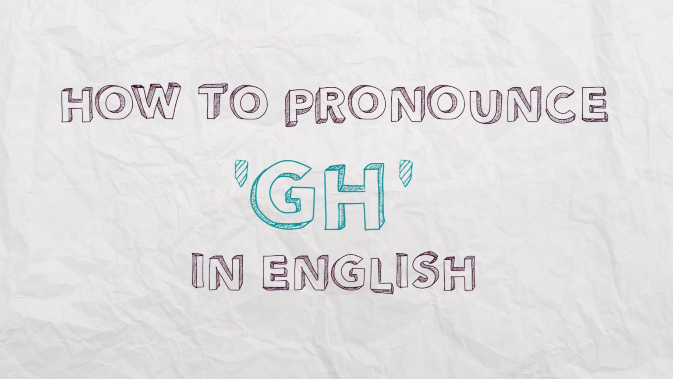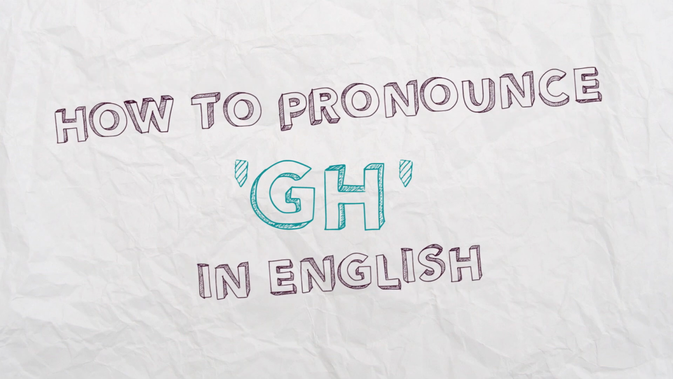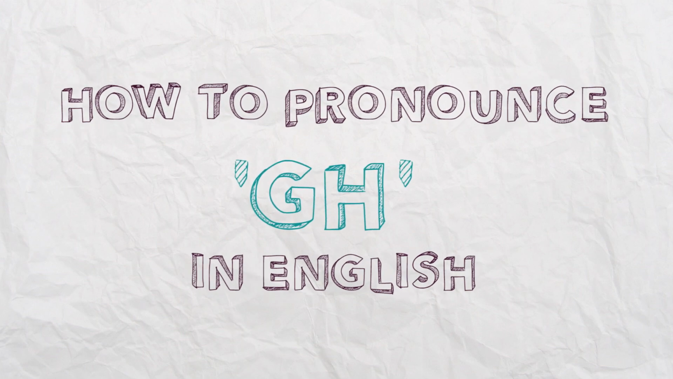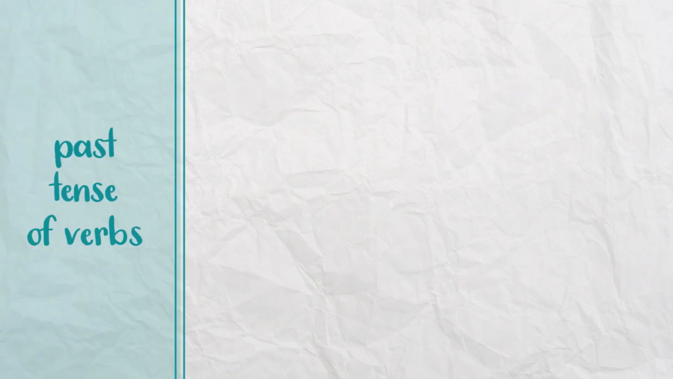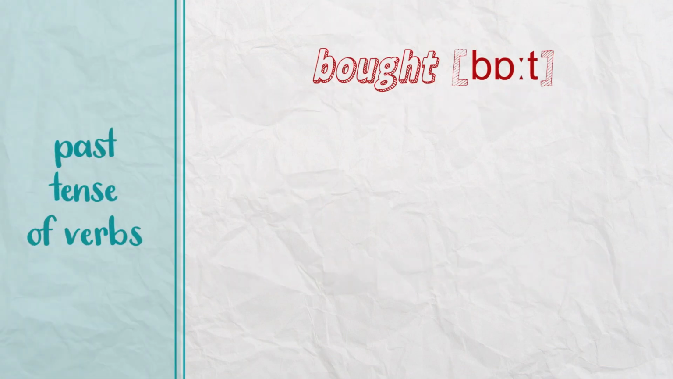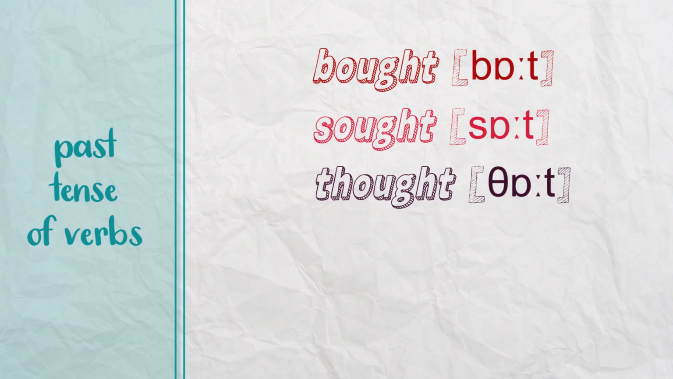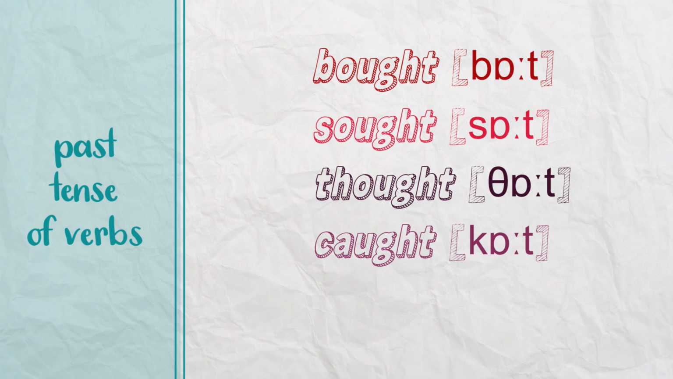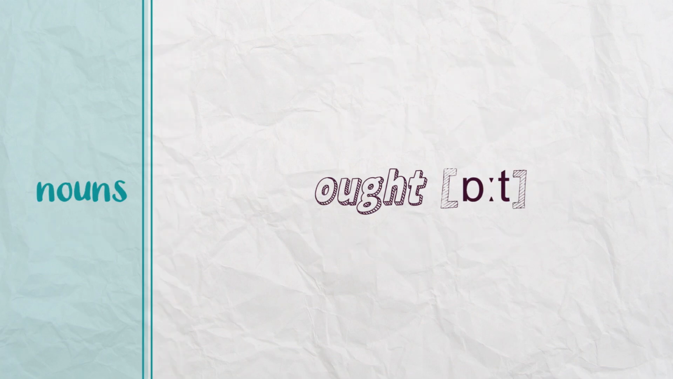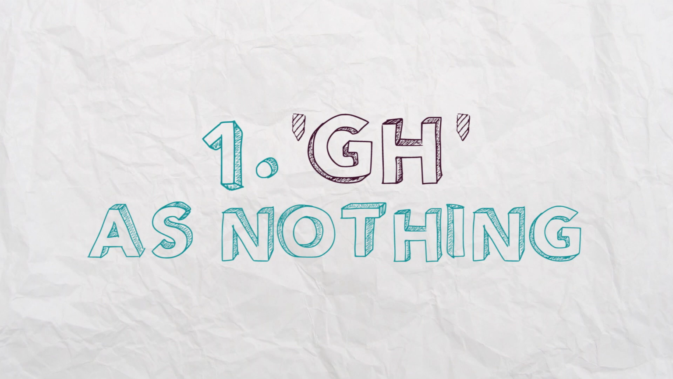I thought it would be useful for you to know how we pronounce GH in English. There are similar words in English, like bought, past tense of buy; sought, past tense of seek; thought, past tense of think; caught. In all of these words that have GH, the GH is basically silent. The same is true about the word ought, which is not considered the past tense of anything, but still the GH is silent. So this is GH number 1.